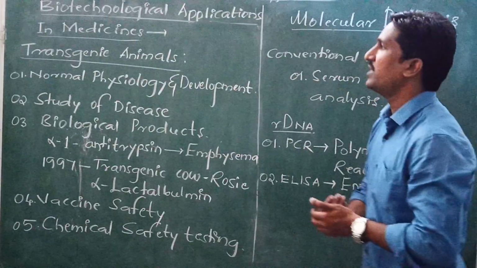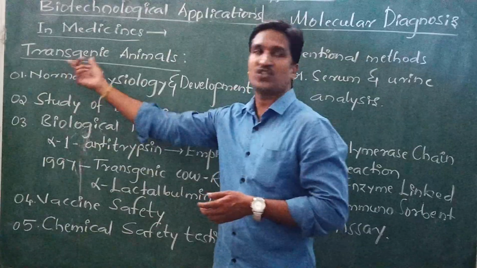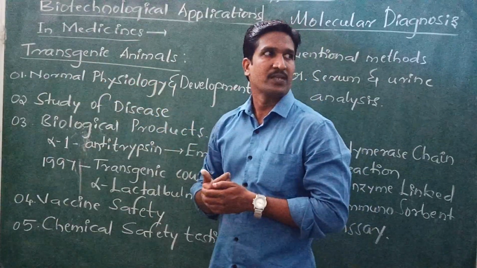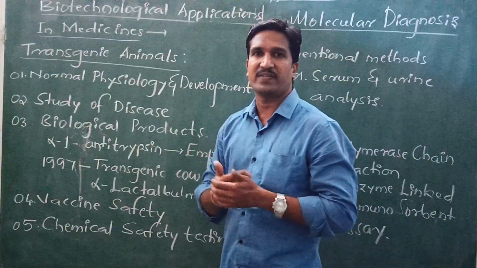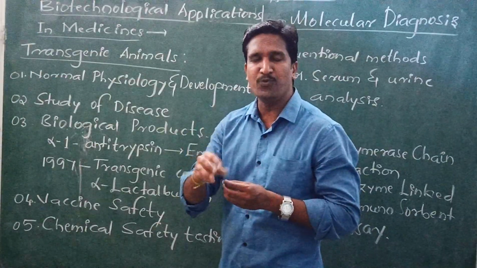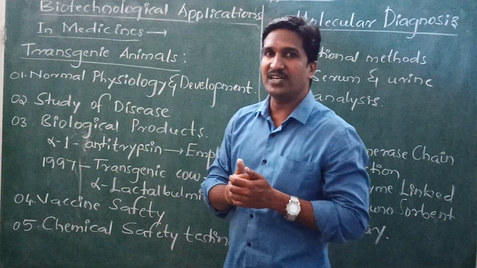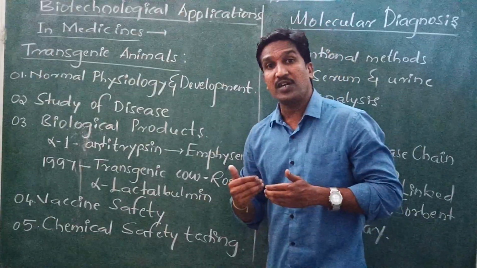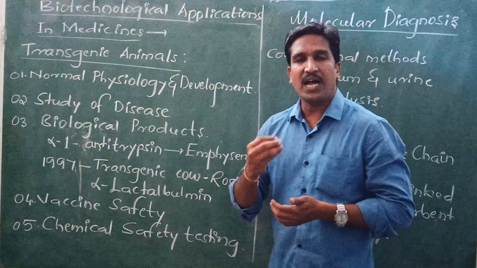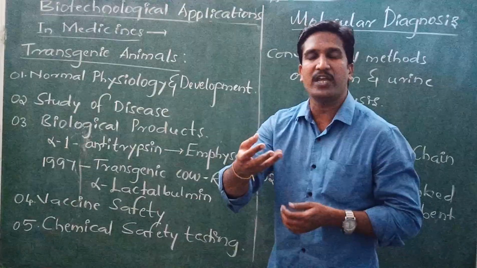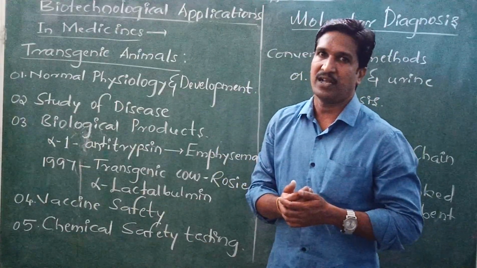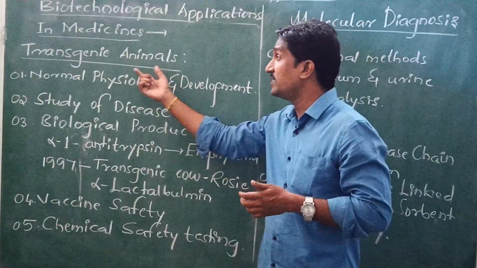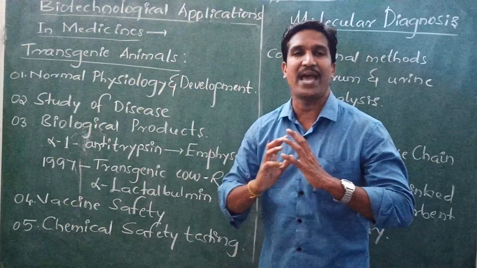Then the second part of this is transgenic animals. In this, the animals which have been manipulated with different genes, whose product is in need, the desired product can be obtained by introducing the gene into the animals, and those animals are called transgenic animals.